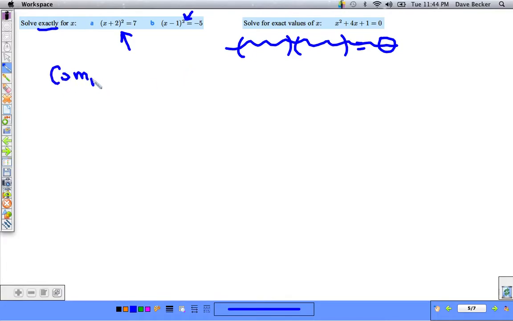Completing the square. And that comes in so handy sometimes, especially when something isn't factorable, like this. It's a nice little tool to have. Well, how do you do that?